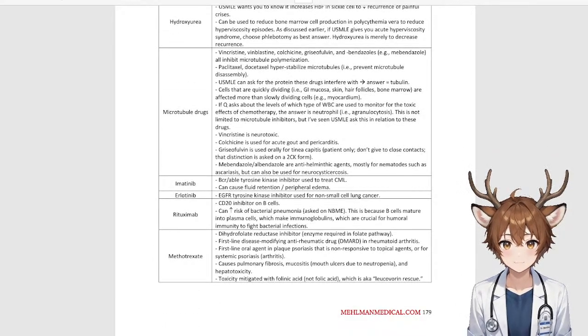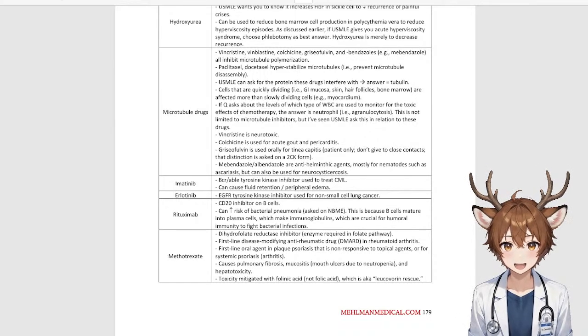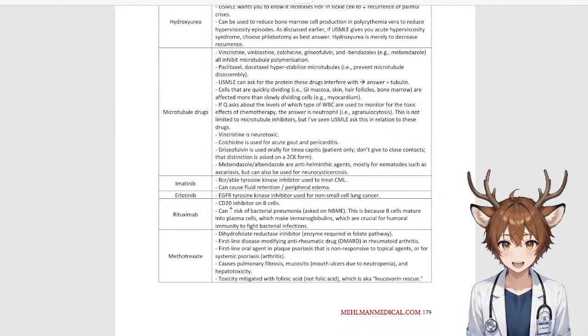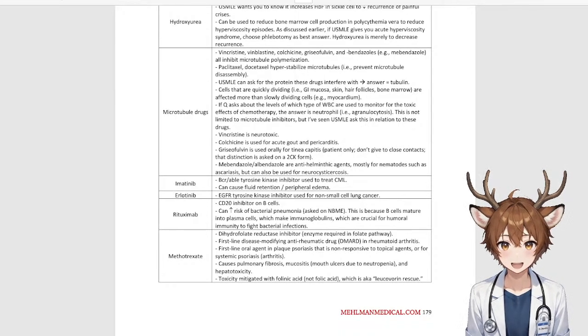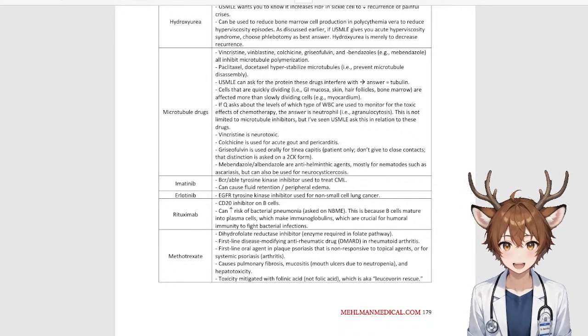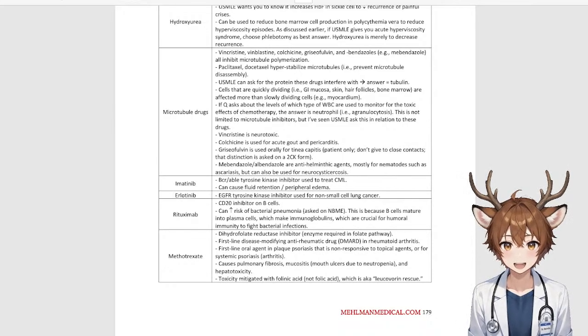Microtubule drugs. Vincristine, vinblastine, colchicine, griseofulvin, and bendazoles like mebendazole all inhibit microtubule polymerization. Paclitaxel, docetaxel hyperstabilize microtubules, i.e. prevent microtubule disassembly. USMLE can ask for the protein these drugs interfere with. The answer should be tubulin.